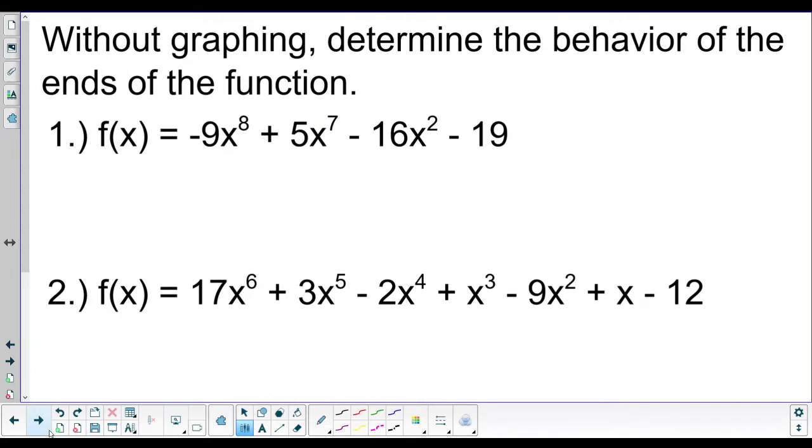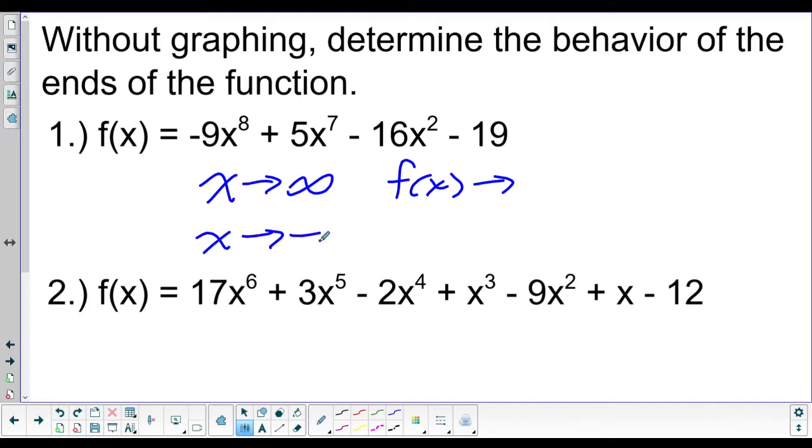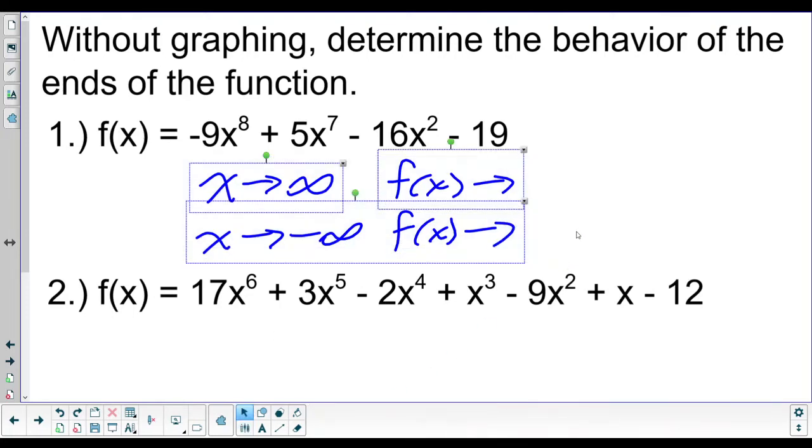This is silly. So let's look at our end behaviors here. As x goes to infinity, f of x is going to do something. As x goes to negative infinity, f of x is going to do something else. Let's go ahead and copy this so that I can use it for later.